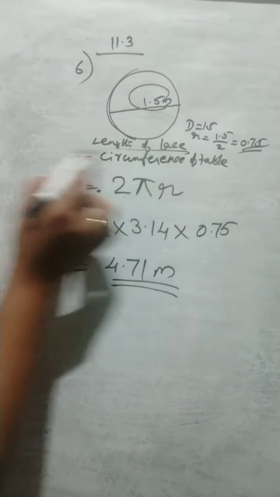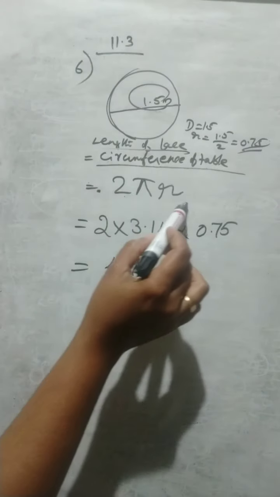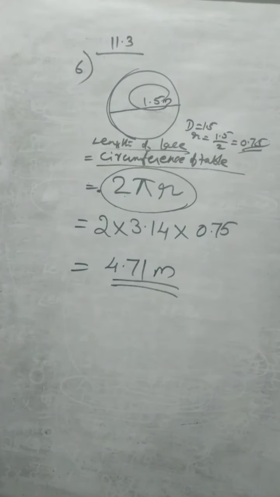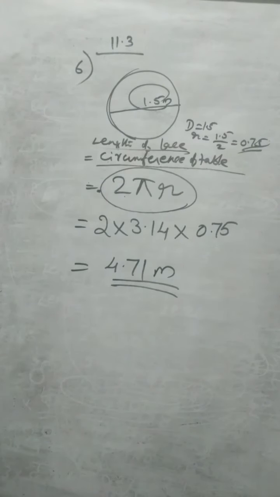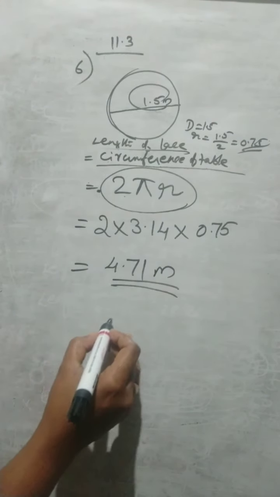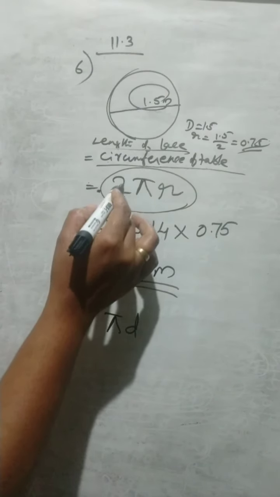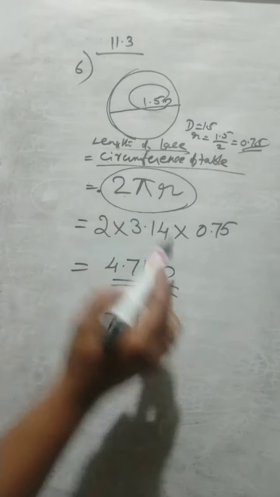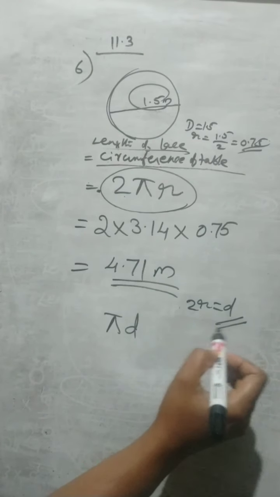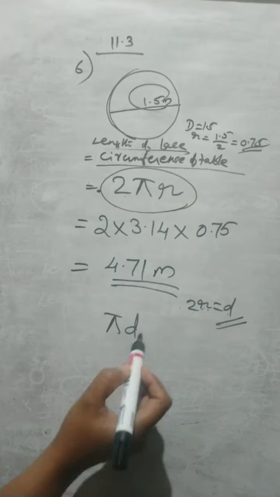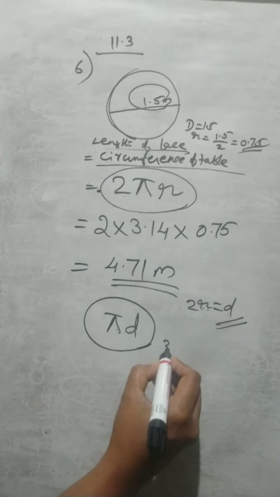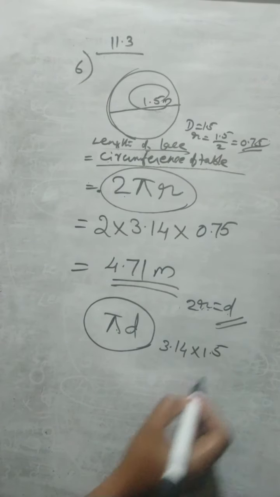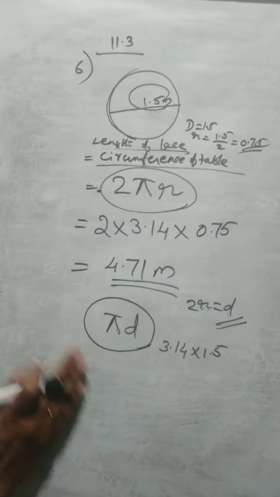So the length of lace is equal to circumference of table. How can we find the circumference? 2 pi r, 2 multiplied by pi multiplied by radius. Or here the diameter is given, you can directly multiply. That is pi d. At that time there won't be 2, because 2 times r is equal to diameter. Double of radius will be diameter. You can multiply these two numbers directly, that is 3.14 multiplied by 1.5. Both answers will be the same.